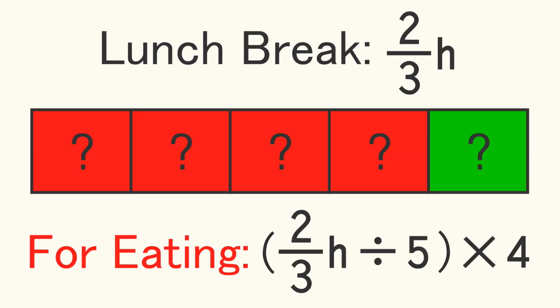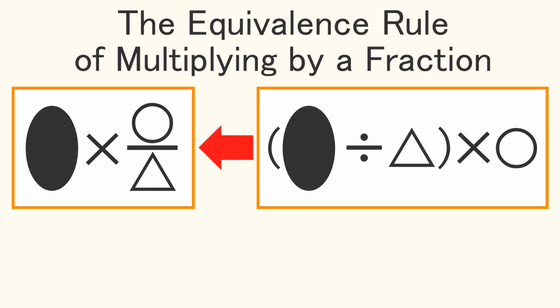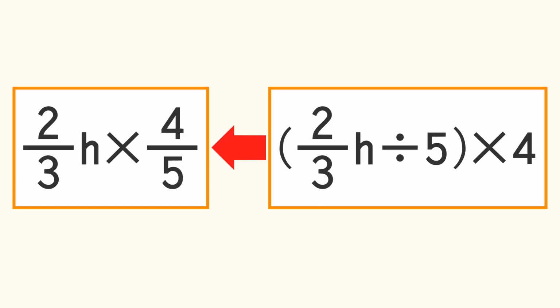Unlike the wage example, in this lunch break example, we first set up the expression 2/3 divided by 5 multiplied by 4 to reflect the situation. And by using the equivalence rule we discovered in the wage example, we connected the expression 2/3 divided by 5 multiplied by 4 to the multiplication of fractions as 2/3 multiplied by 4/5.